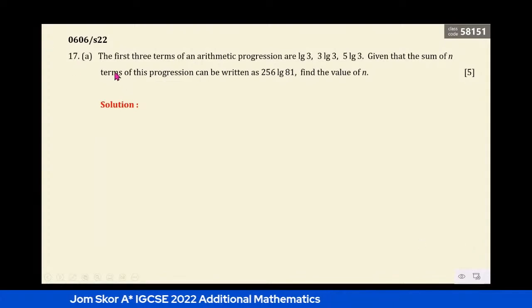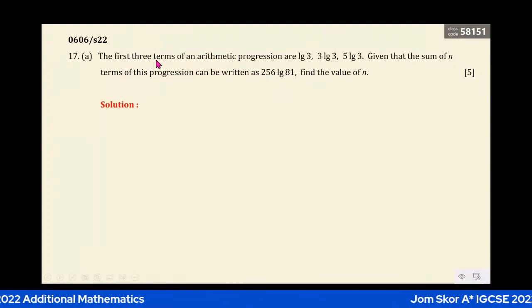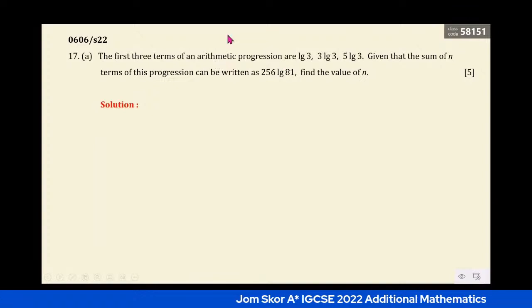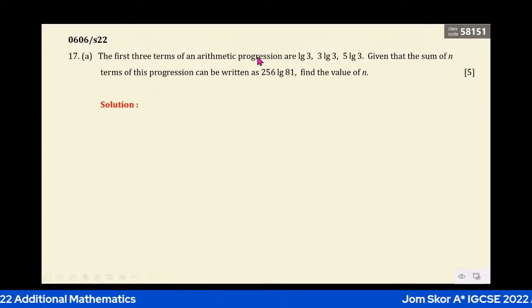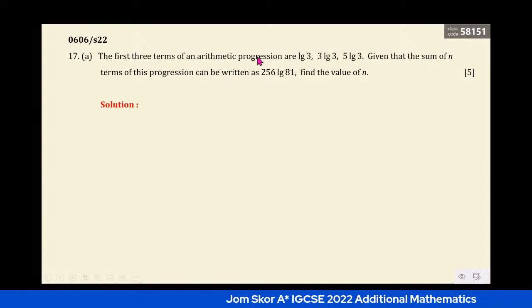Ini tajuk apa? Soalan ni dia baik ni. Dia bagi terus ni. The first 3 terms of an arithmetic progression. Kita tahu dia arithmetic progression. Once nampak je arithmetic progressions, you all dah kena bayangkan mesti ada first term, mesti ada common difference. Okay. Yang tu memang wajib kena ada.